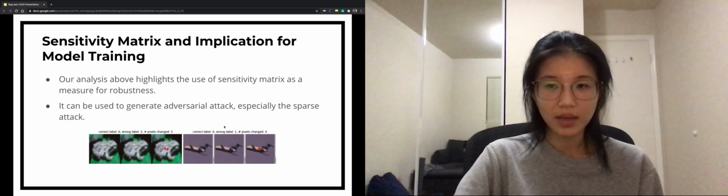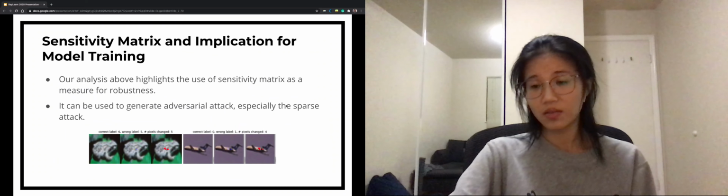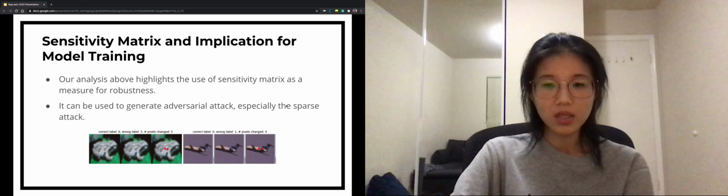This is another sparse attack example on CIFAR10. The left ones, so these two, are clean images. The middle ones are perturbed images with sparse attack. And on the right, we mark the perturbed pixels in red for higher visibility. And we can see that the sensitivity matrix actually provides a very easy way to generate these sparse attacks.